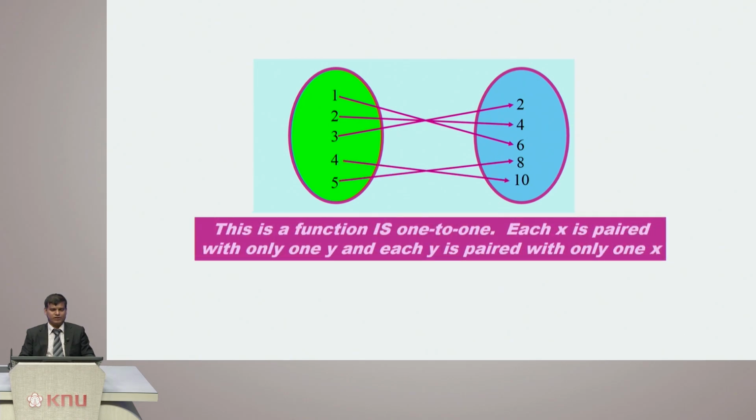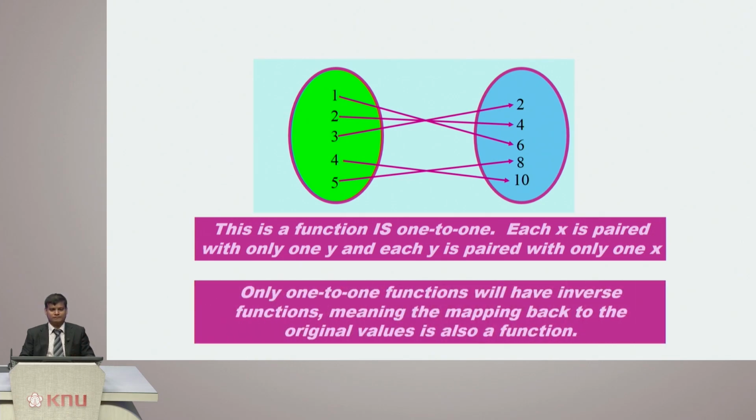this previous example. Here we have the case in which this function is a one to one function, because all elements in the domain are mapped to a unique element in the codomain. Yes, each x is paired with only one y and each y is paired with only one x. That's a one to one example of a function.